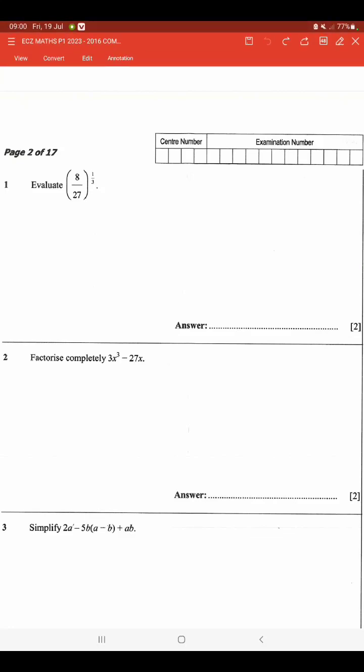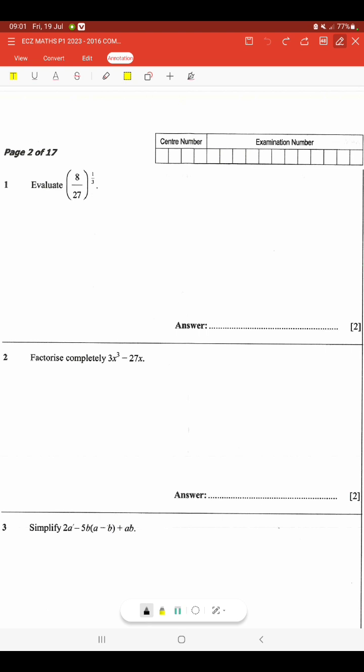Right, so we'll be revising 2023 paper 1, and the first question says evaluate (8/27) to the power 1/3. This topic is on indices, and when we've got a fractional power, it means the numerator is a power and the denominator is the root. So in this case, since our denominator is 3, it means it's a cube root, and our numerator is 1, it means to the power 1.